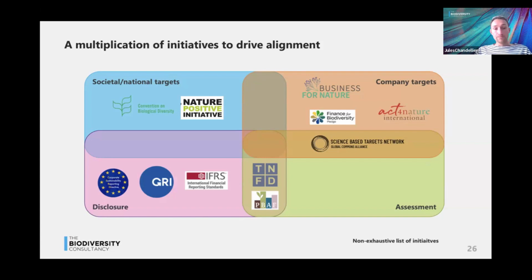Then on the bottom left, you have all the disclosure frameworks, which are some of the more regulatory ones, such as the CSRD, which are trying to frame reports so that companies can report their impact, what they're doing on biodiversity, what they're not doing, through similar frameworks, so that everyone can compare a bit and have a coherent understanding of what they should report on.